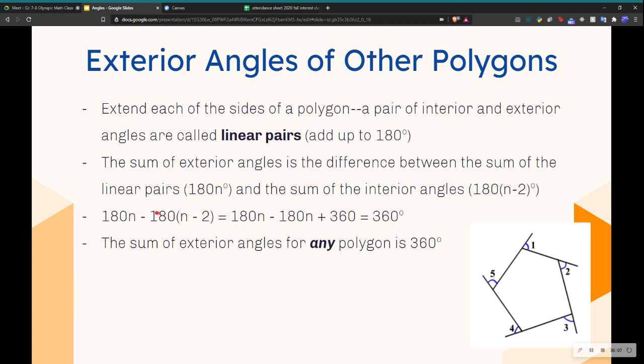We can expand the 180 times n minus 2, so we get 180 n minus 180 n plus 360 degrees. Notice that the 180 n's cancel out, and what you're left with is 360 degrees. What this means is that the sum of exterior angles for any polygon is 360 degrees, no matter if it's a square, if it has 10 sides, or if it's of infinite size, like a circle. The sum of the exterior angles for any polygon is 360 degrees. It's a constant, so it doesn't matter how many sides you have, right?